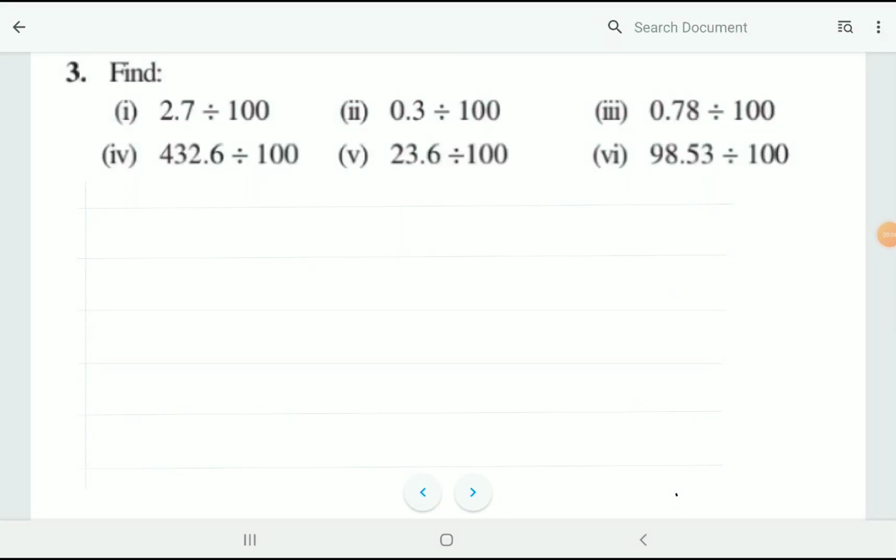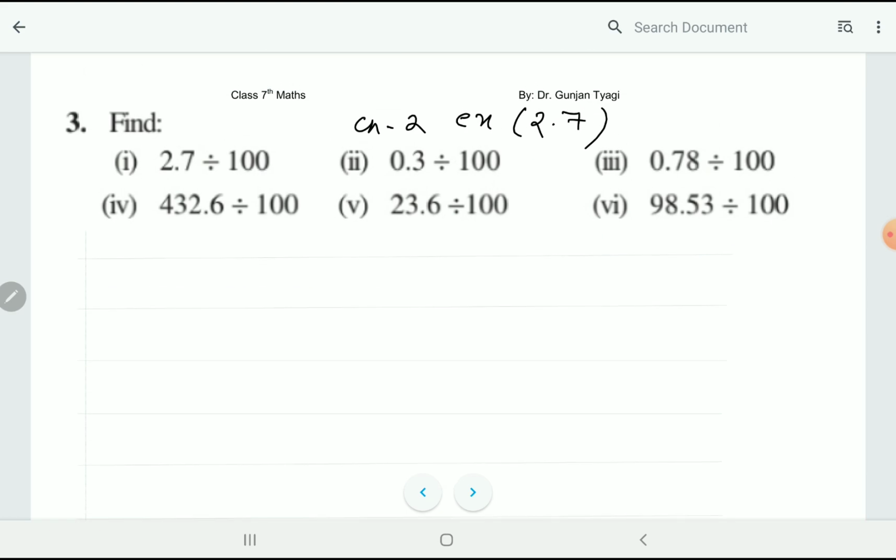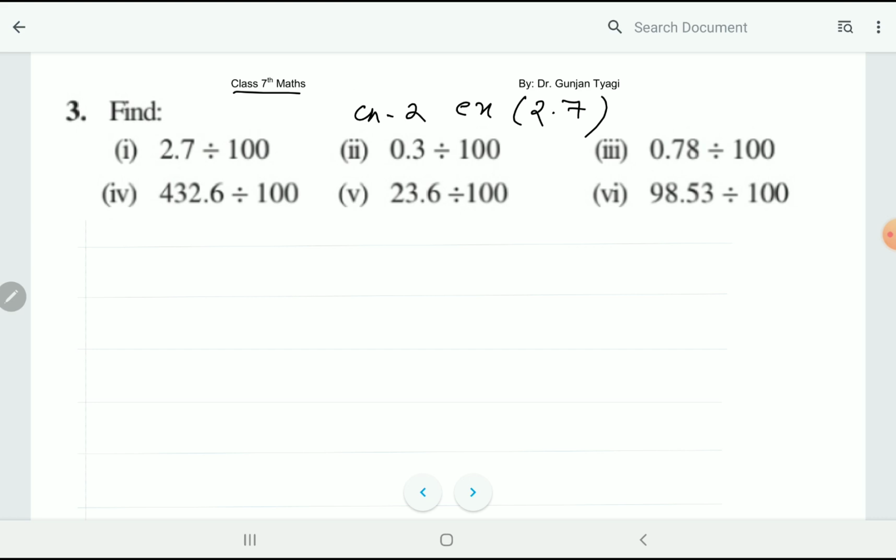In this lecture we are continuing chapter 2, exercise 2.7, Class 7, fractions and decimals. Question 3 is: find the value of all these divisions. Let's do the first part.